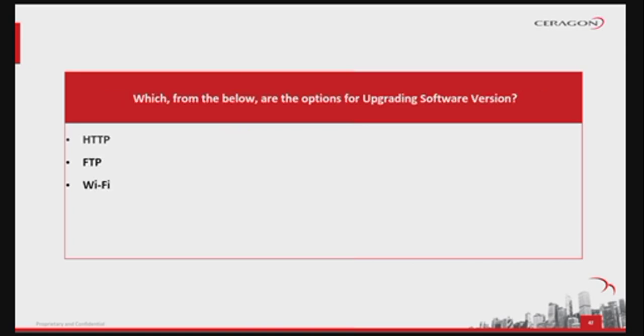From the topics mentioned so far, do you recall which from the below are the options for a network element software version upgrade? If you recalled that the FTP and HTTP options are available for the Ceragon devices, then you are correct. This concludes our small quiz.